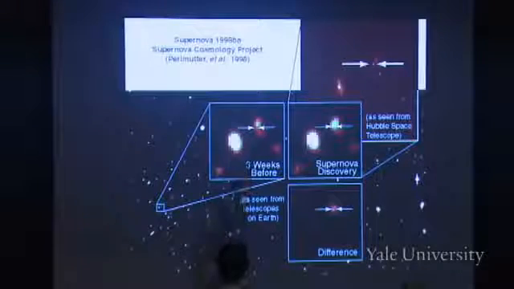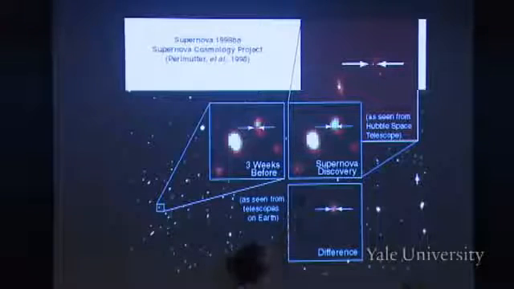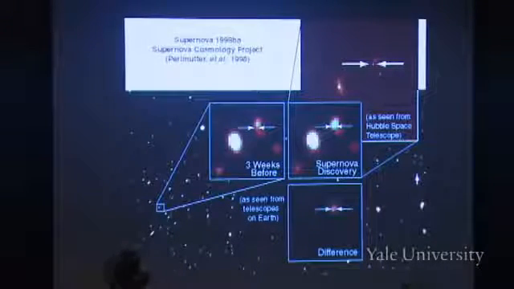By the way, these are all galaxies, but they're taken from the ground instead of with the space telescope, and so they look like blobby things. You can't see any of the structure. And then 3 weeks later, they take another picture, and it turns out there's a little extra light on the side of one of the galaxies.